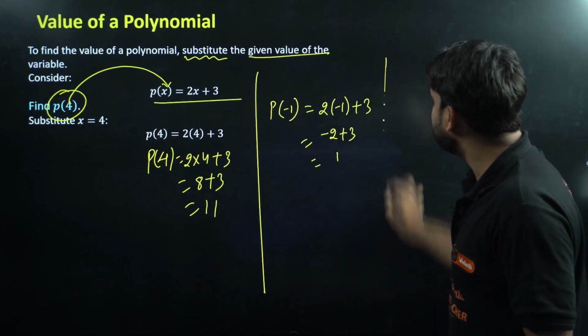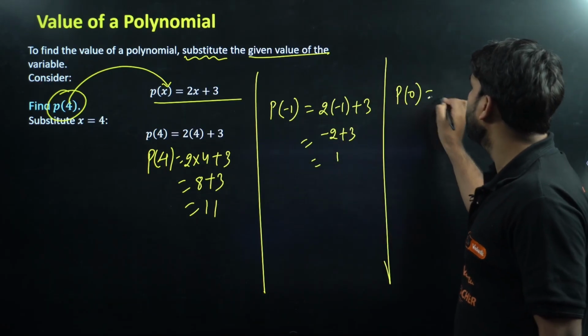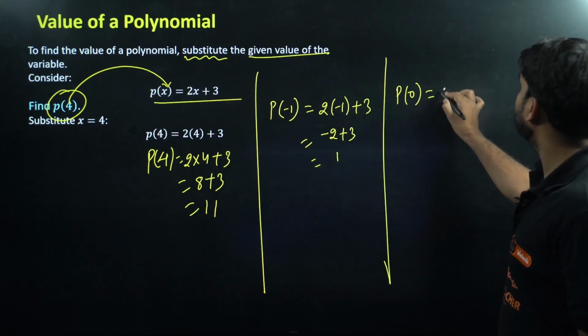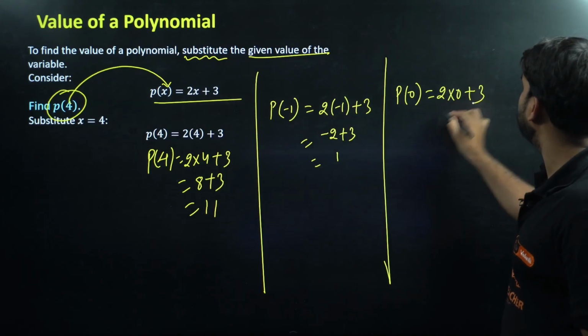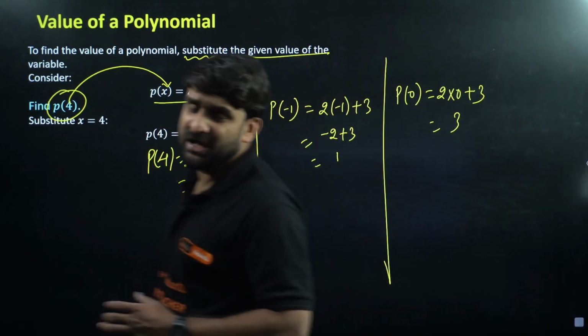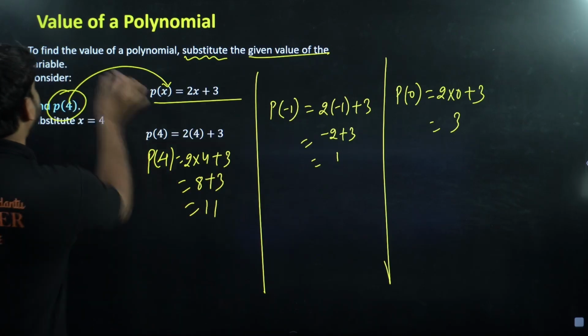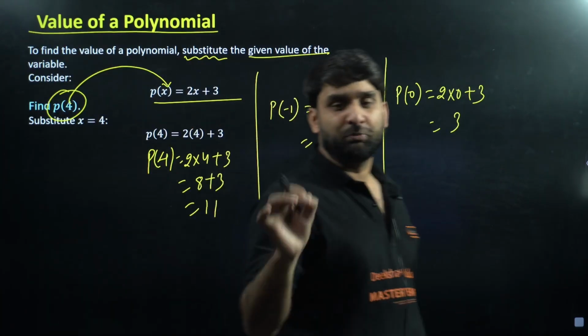This is the answer. Similarly, if I ask you to find p(0), put 0 at the place of x. 2 into 0 plus 3, so the answer will be 3. So this is how we can find the value of a polynomial. You just need to put the value of the variable.